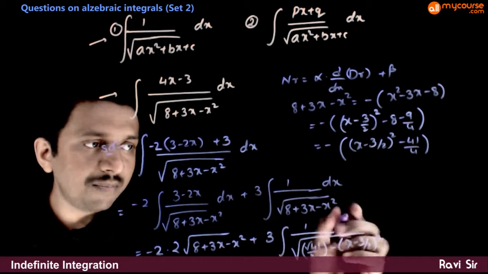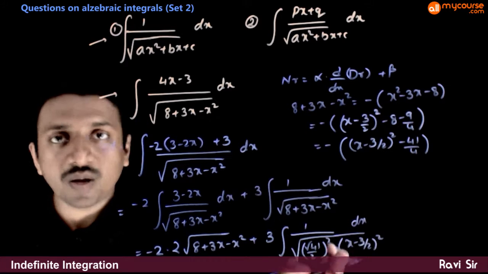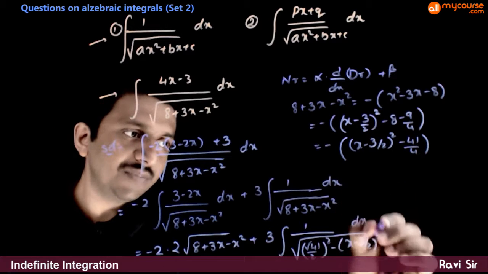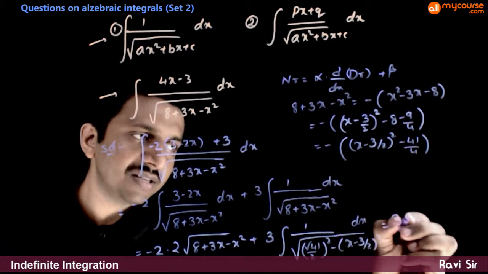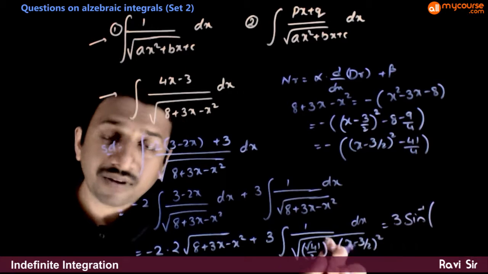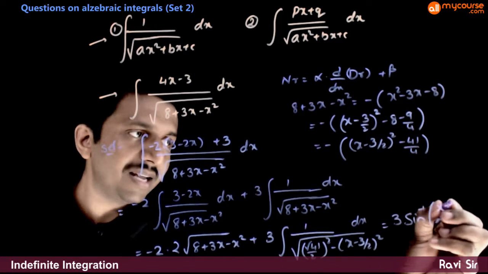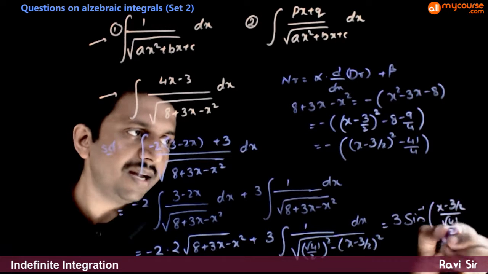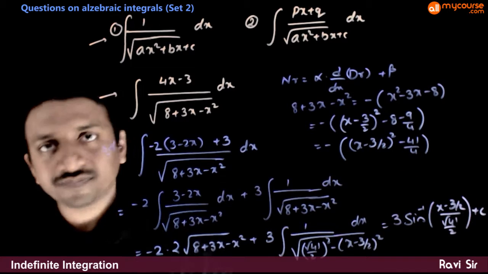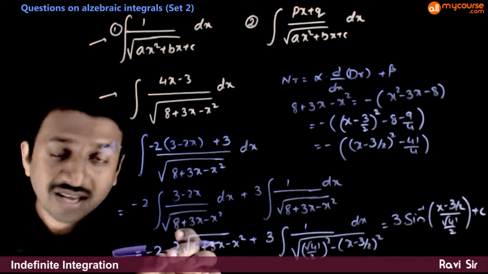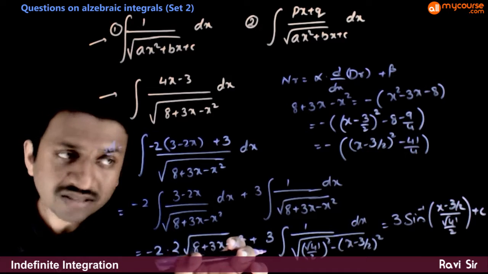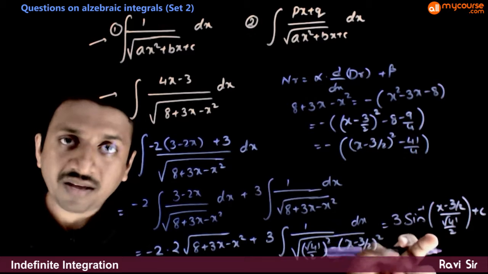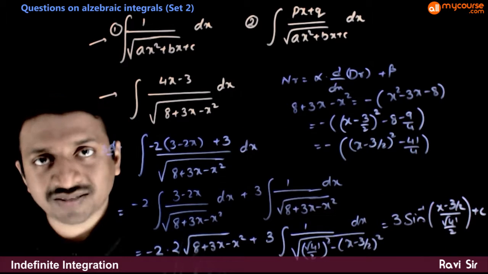These are of the form 1 by root of a square minus x square. So what is the integration? This integration can be separately written as 3 times sine inverse of x by a, that is (x minus 3 by 2) by root 41 by 2, plus c. So the final answer is minus 4 times root of this, plus 3 times sine inverse of (x minus 3 by 2) by (root 41 by 2), plus c.